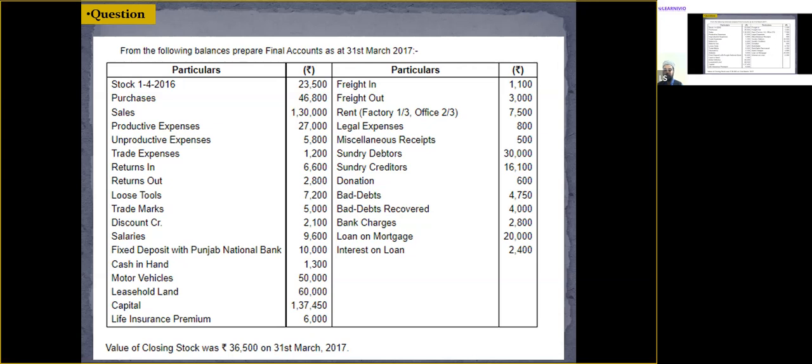Okay, moving on to the next item, we have cash in hand. So Peer will be answering this. Peer, what do you think? What is cash in hand and where should we write it? Please tell me quickly.